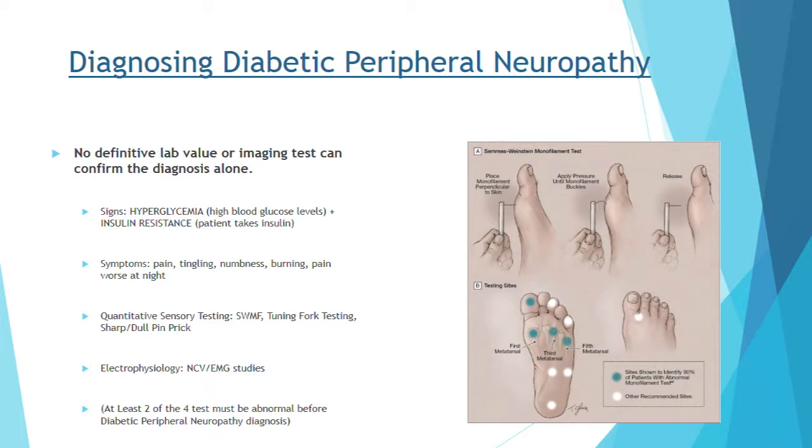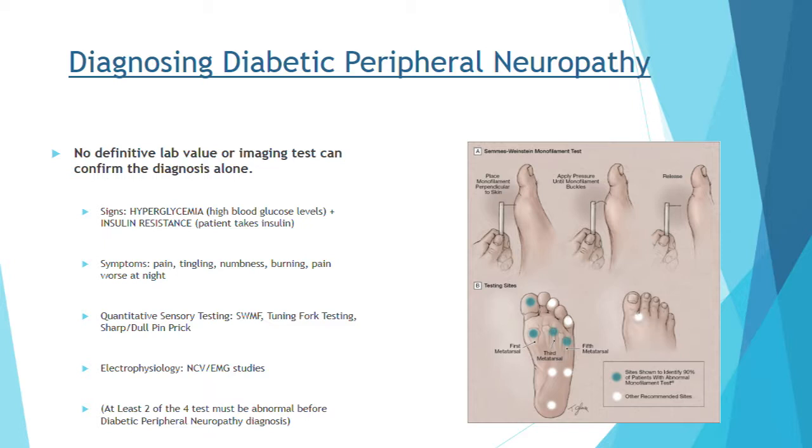So, diagnosing diabetic peripheral neuropathy. Well, currently there's no definitive lab value or imaging test that I can order that's going to determine if you've got diabetic neuropathy or not. So this is mainly a clinical diagnosis. We know that patients that have elevated blood glucose levels or patients that are on insulin are at a much, much higher risk for developing this disease process. Symptoms, like we talked about earlier, pain, tingling, numbness, and burning are all associated symptoms that are very common with this disease process.